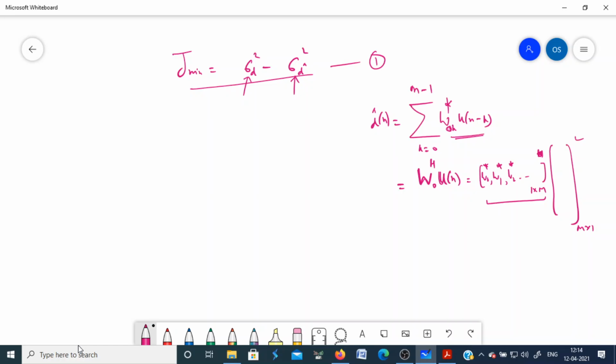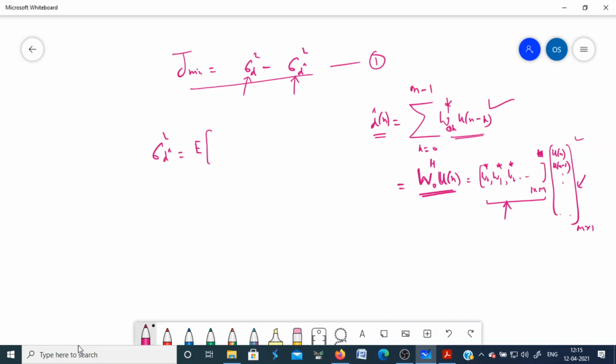And the second matrix, which is a column vector, is a matrix of the input samples u of n, u of n minus 1, and u of n minus 2, up to u of n minus M plus 1. So if you multiply them, you will get this equation. So I have written it in the compact form like this. It is basically nothing but the inner product between the filter weights and the input sequence, which is the equation of convolution sum.